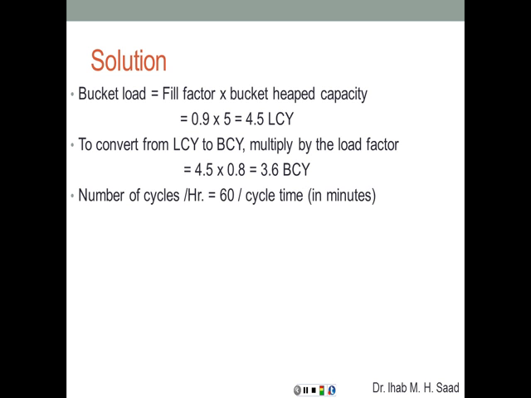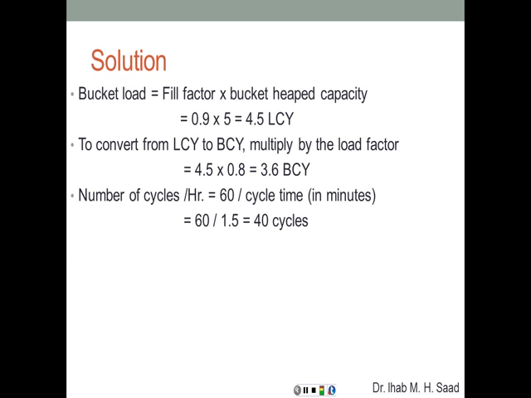Number of cycles per hour is going to be 1 hour, which is 60 minutes, divided by the cycle time. Now the cycle time was given in minutes and seconds, so we need to make sure that we are using the same unit. So 60 divided by 1.5, which is going to give us 40 cycles per hour. That is with the assumption that we're going to use 60 minutes per hour as production.